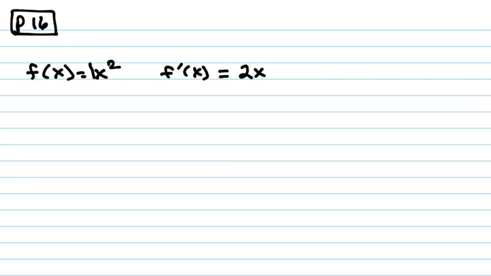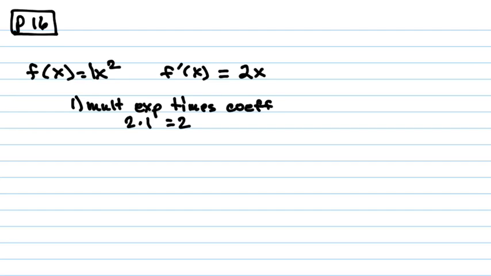Okay. So here's what we started with. First step, multiply the exponent times the coefficient. Right? So that was 2 times 1 gave us the 2. Okay? Second, subtract 1 from the exponent.